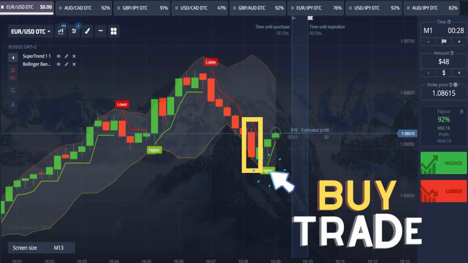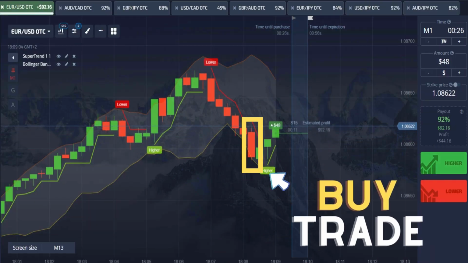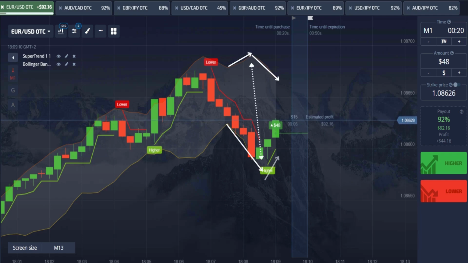Here's a perfect buy trade setup. The candle closed below the lower Bollinger Band line. Then, we received a Supertrend buy signal. The Bollinger Band size looks ideal, meeting all the requirements of this strategy. I've entered a 1-minute buy trade based on this setup.